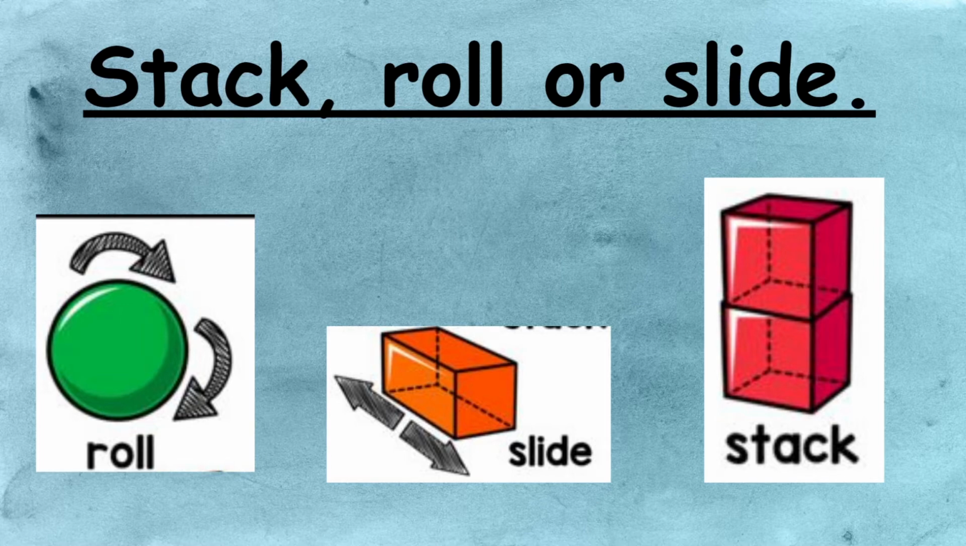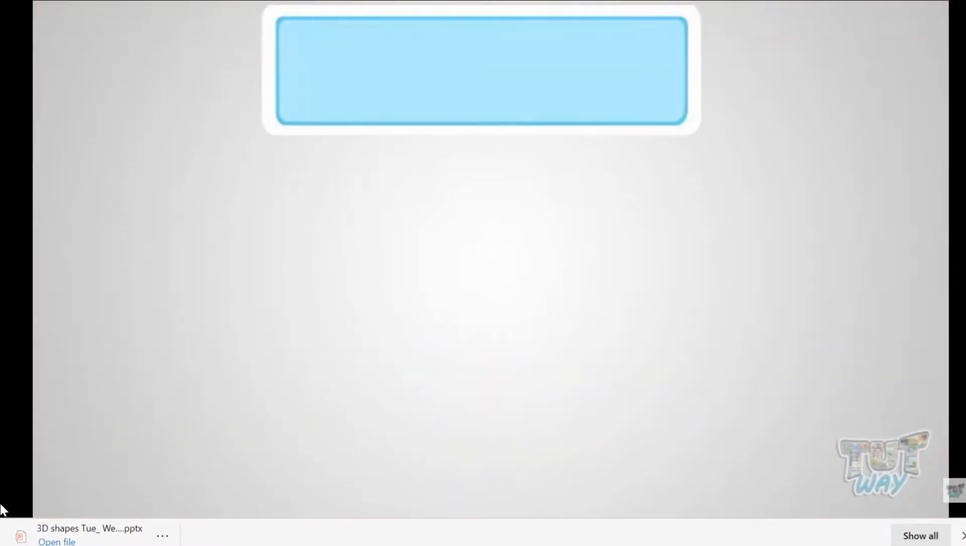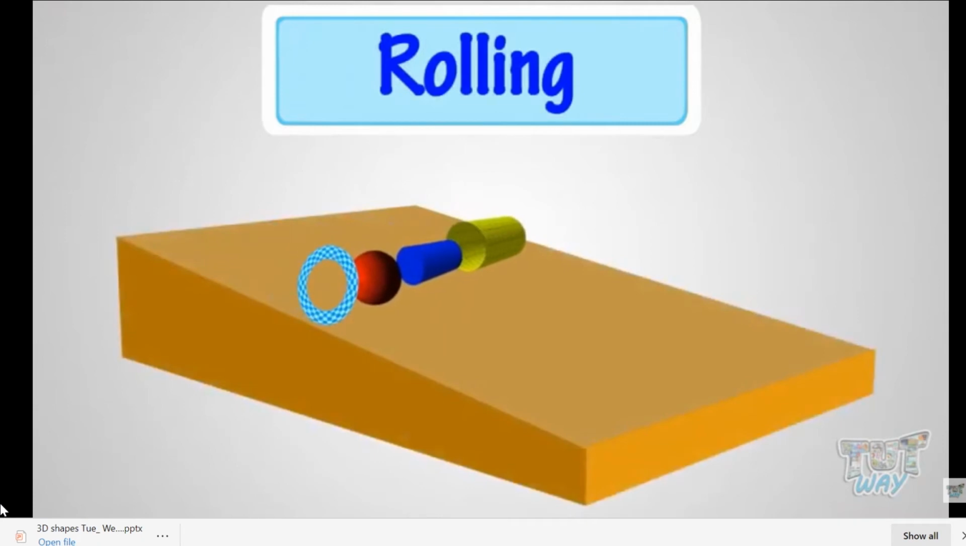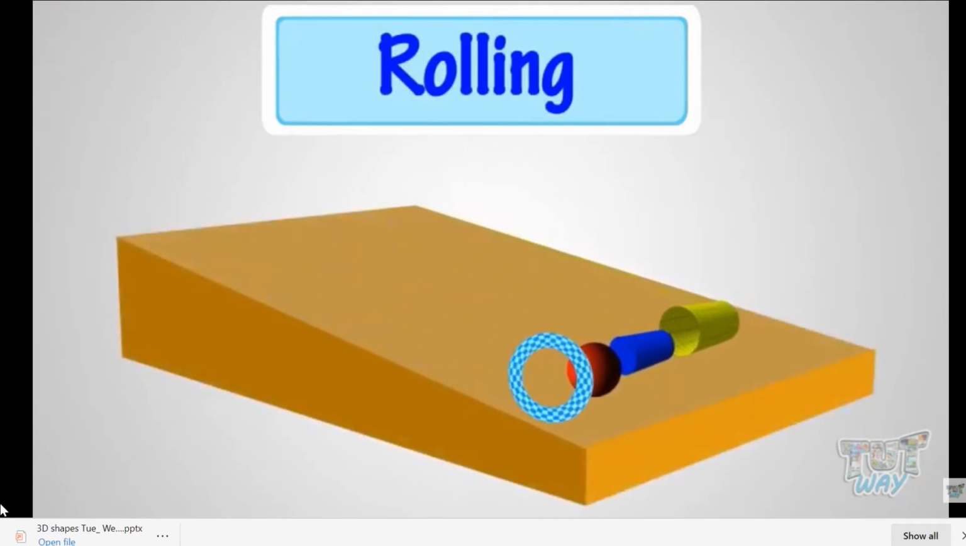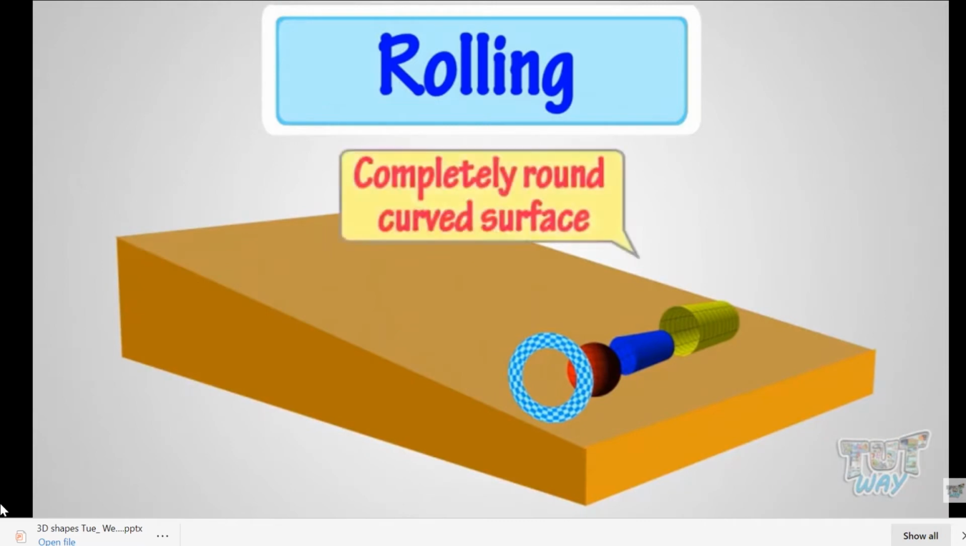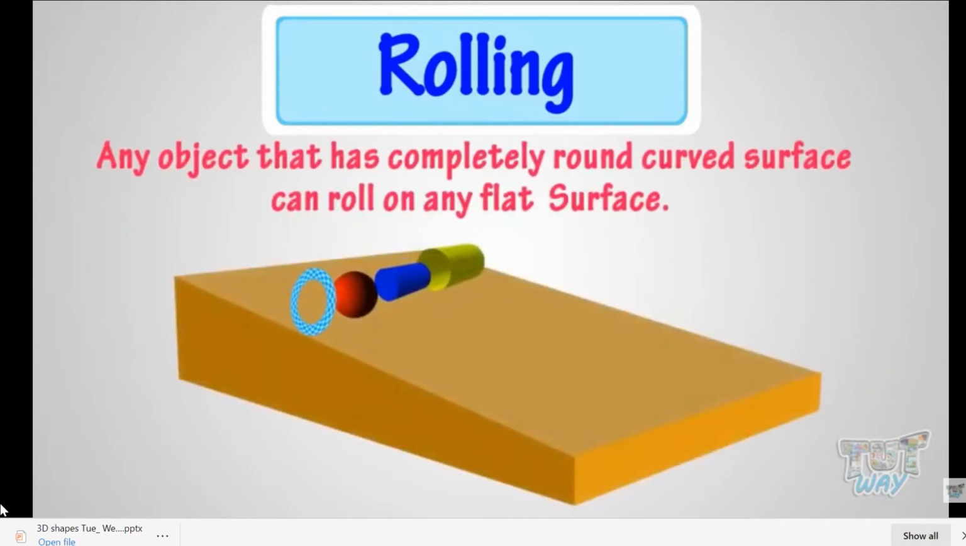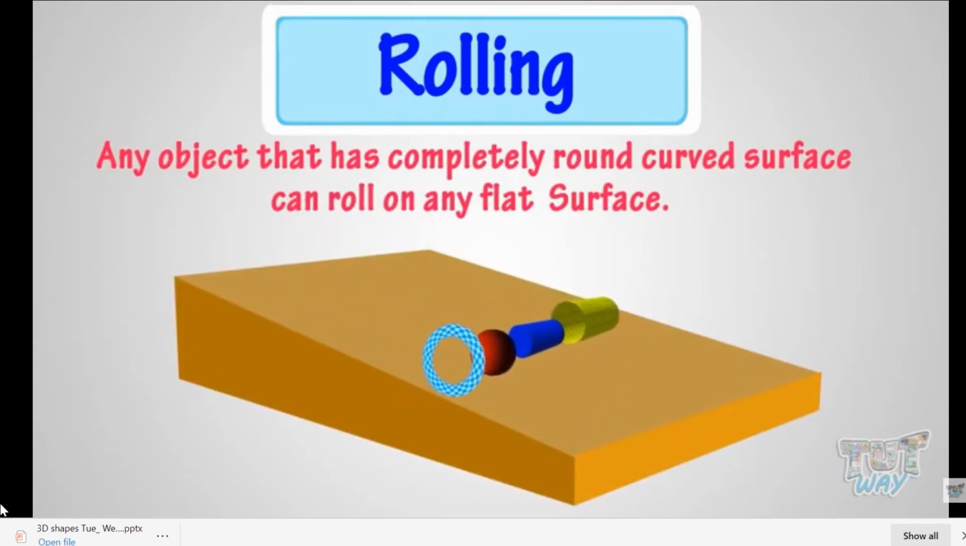There are 3D shapes that can roll, can slide, and can be stacked. So let's talk about these shapes. Firstly, those shapes that are rolling, they move this way. Of course, they have completely round and curved surfaces. Any object that has completely round, curved surfaces can roll.